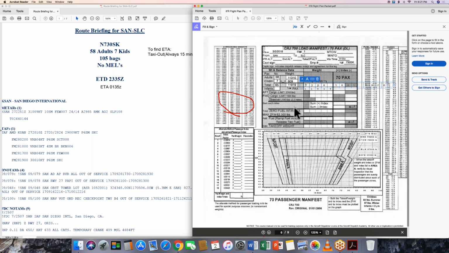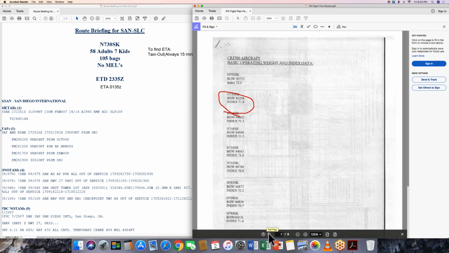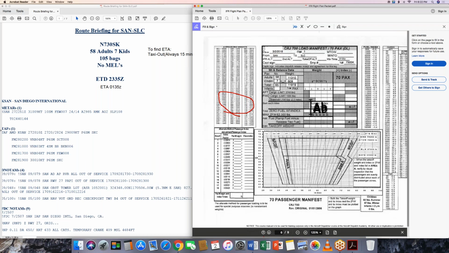So, anyways, that information will always be given to you. What was the bow weight again? I forgot. 45,298.